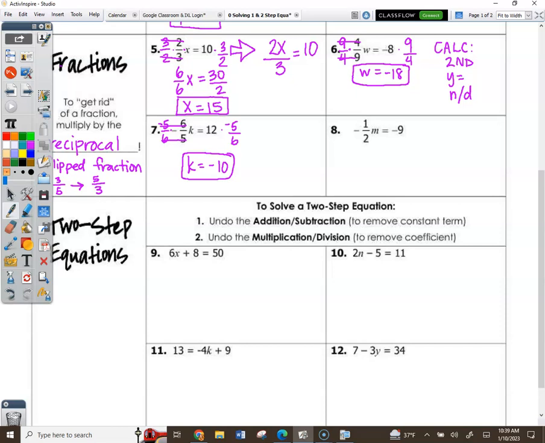Looking at number 8, when you come over here and say, okay, I have -1/2 times m equals -9. Negative, when it's written in front of a fraction like that, that means you can put the negative with either the top or the bottom. It doesn't matter, because the whole number is negative, right? You're going to always see me put the negative with the top number just because it feels better to do that. It looks better. It could go with the bottom number. It's up to you.